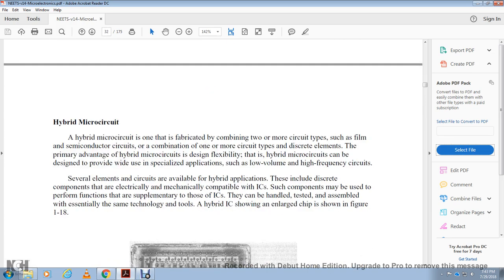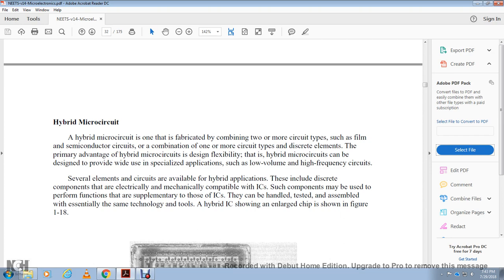Hybrid microelectronics is fabricated by combining two or more types of circuits, such as semiconductor circuits combined with one or more discrete components or cermet elements, for more parameter advantages. Hybrid microcircuits offer design flexibility. They are designed to provide for a wide range of specialized applications, such as low volume, high frequency circuits with several elements. These hybrid applications include discrete components, compound electrical and mechanical elements, and compatible integrated circuits.